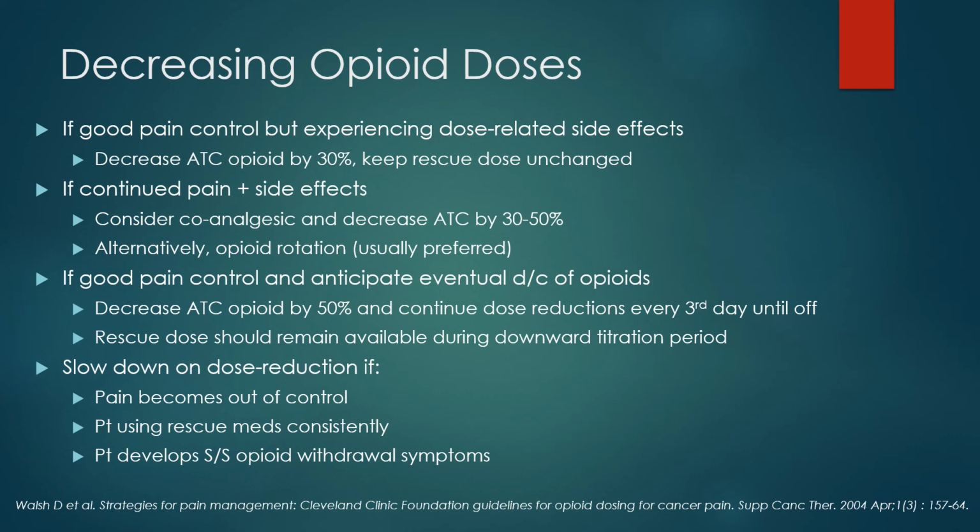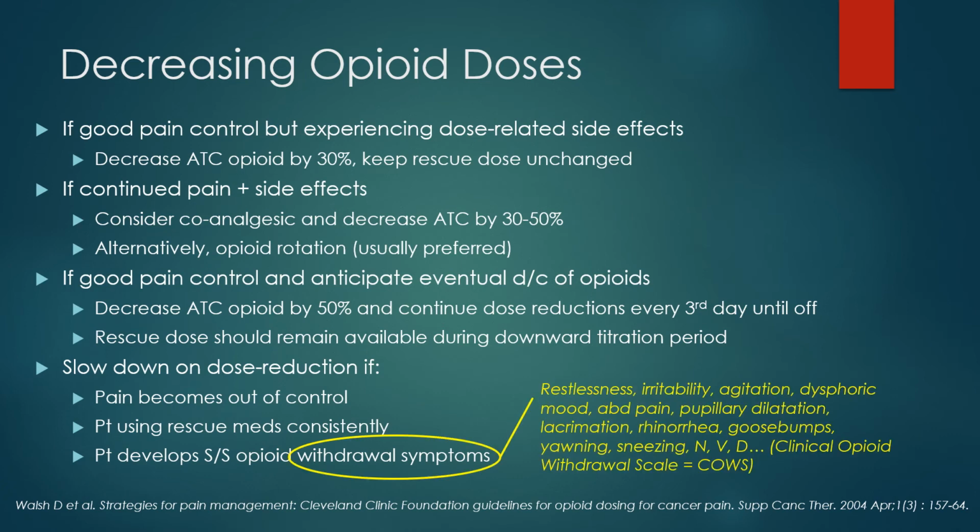Slow down on dose reduction if pain becomes out of control, the patient is using rescue meds consistently, or the patient develops signs or symptoms of opioid withdrawal. These may include restlessness, irritability, agitation, dysphoric mood, abdominal pain, pupillary dilation, lacrimation, rhinorrhea, goosebumps, yawning, sneezing, nausea, vomiting, or diarrhea.